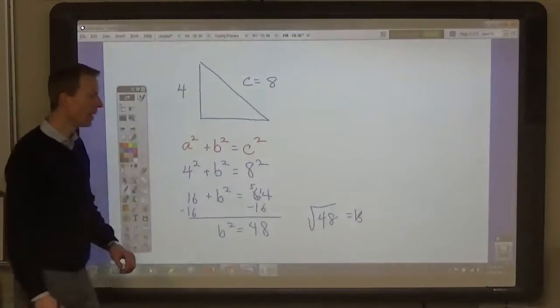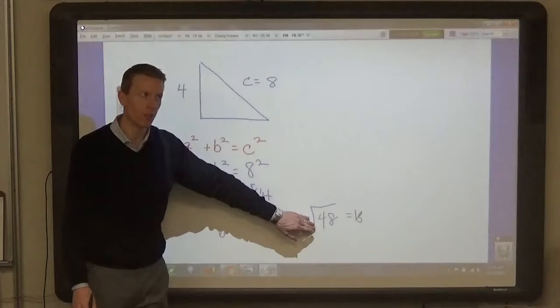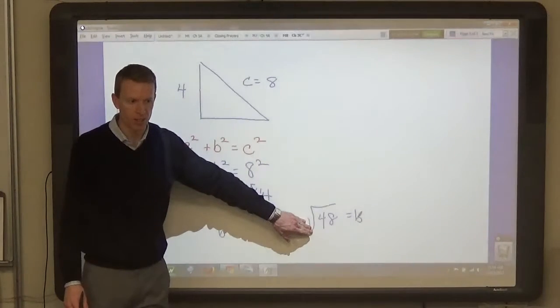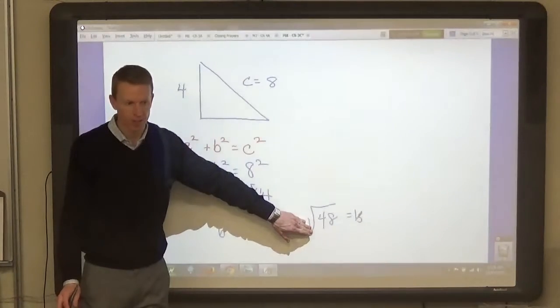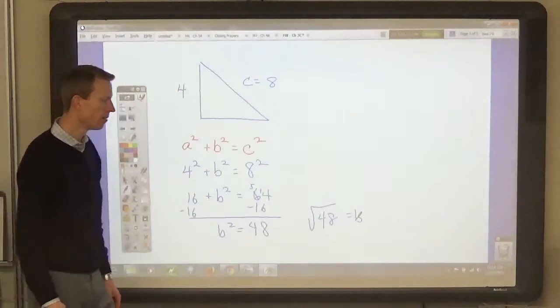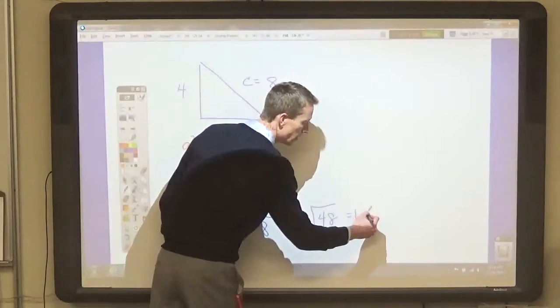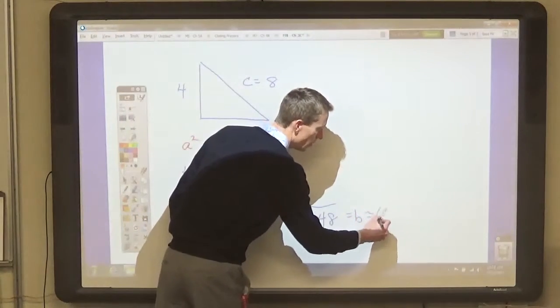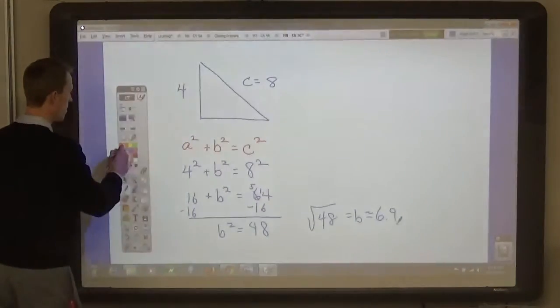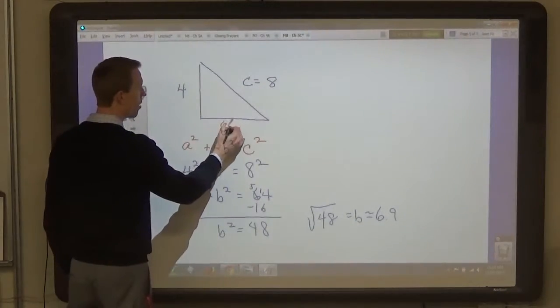Now, normally if this ends up being the answer, that's how you round it to the nearest hundredth or round it to the nearest tenth. 6.9. So b is approximately 6.9. Okay. And that's how you'd solve it for one of the legs.